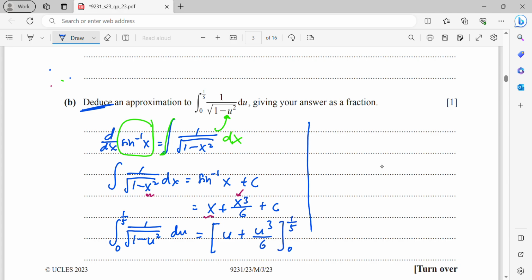Then this integration is going to be 1 over 5 plus 1 over 6 times 1 over 5 cubed, taking out the 1 over 6 from u cubed over 6. Then minus everything is 0. Now you need to leave your answer as a fraction. The first term will be 1 over 5 and the second term will be 1 over 750. So when you simplify, this is 151 over 750. So this is the solution for B.